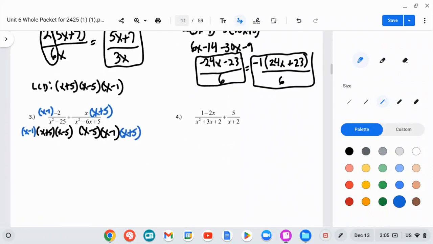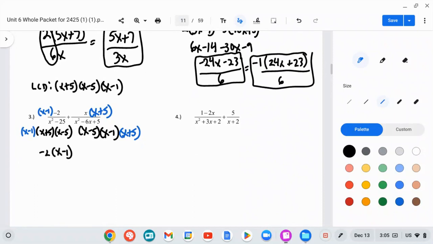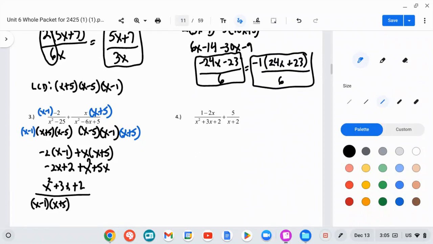So if I just take care of the top here, I get a negative 2 times an x minus 1 plus an x times an x plus 5. And that would be negative 2x plus 2 plus x squared plus 5x. And if I combine like terms, I get x squared plus 3x plus 2 over my LCD, because the bottoms are the same, so I could put them all together as one fraction.